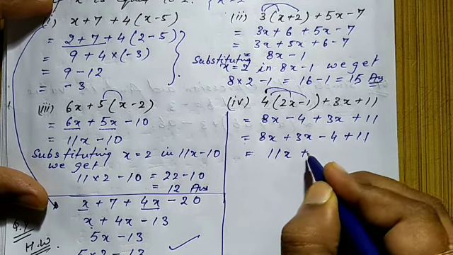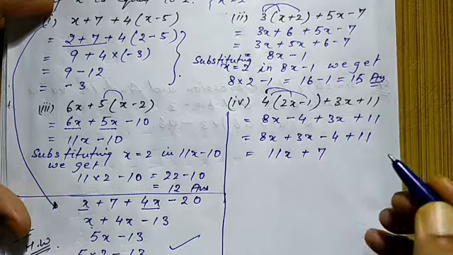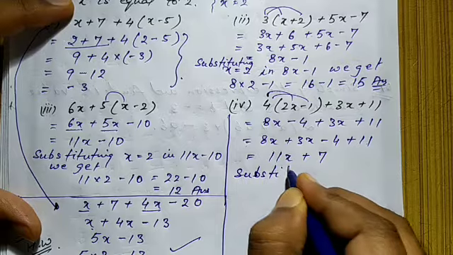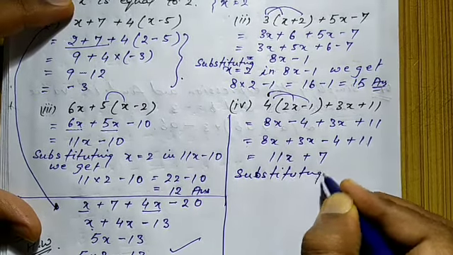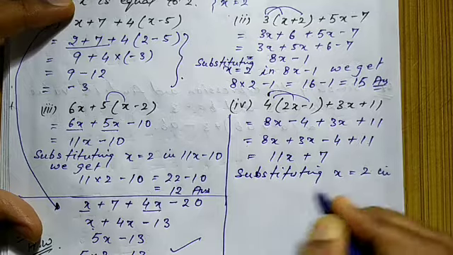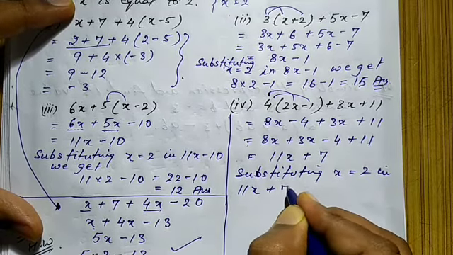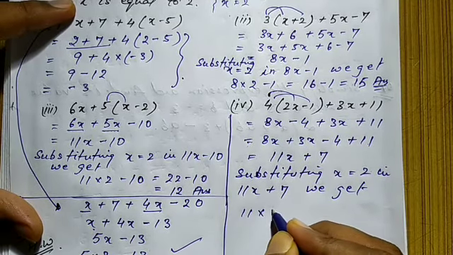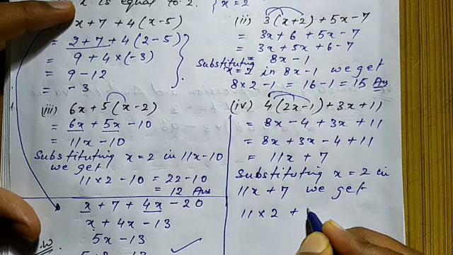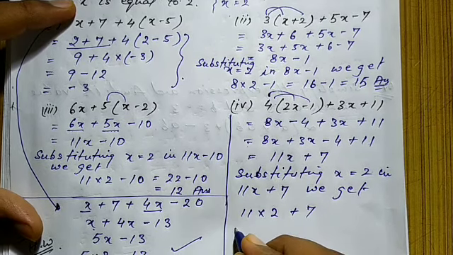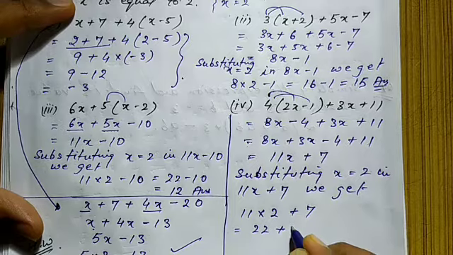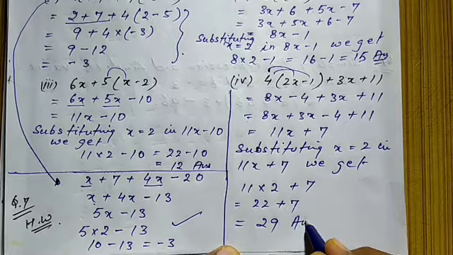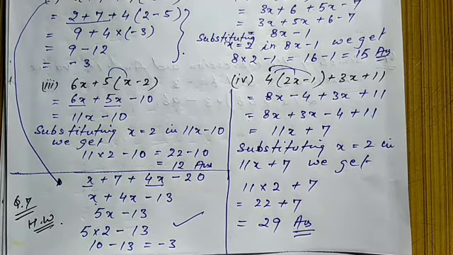And 11 minus 4, that is 7. Okay, now substituting x is equal to 2 in 11x plus 7, we get 11 into 2 plus 7. Okay, and this will become 22 plus 7, 29. So this is the answer.